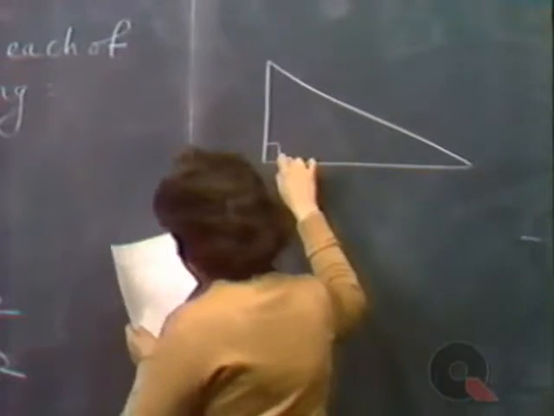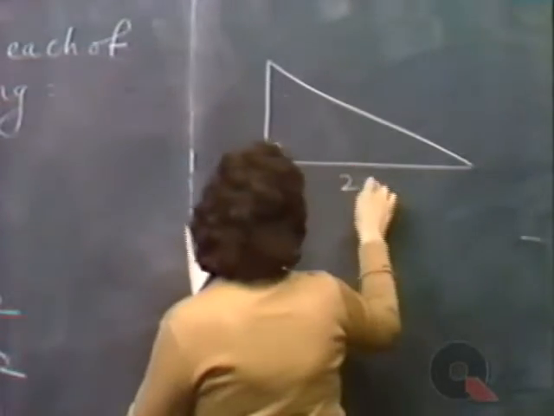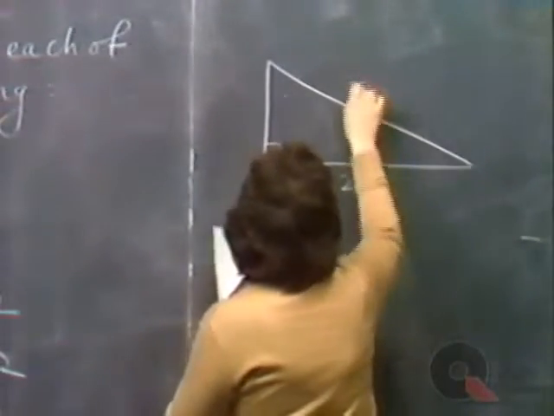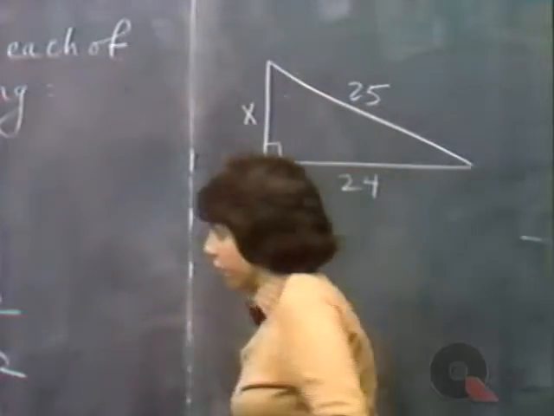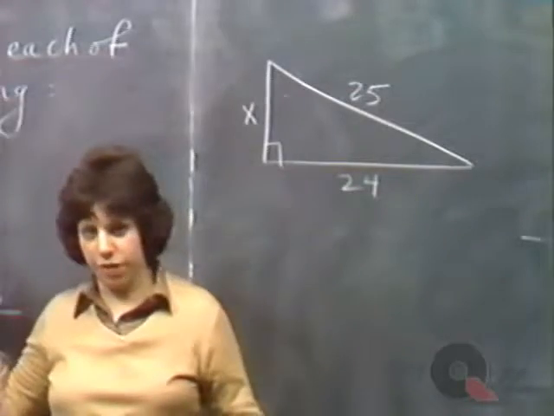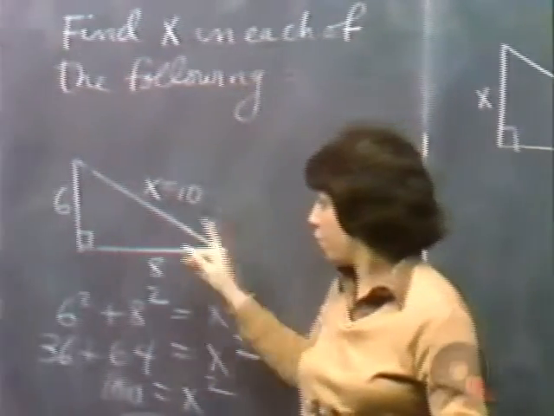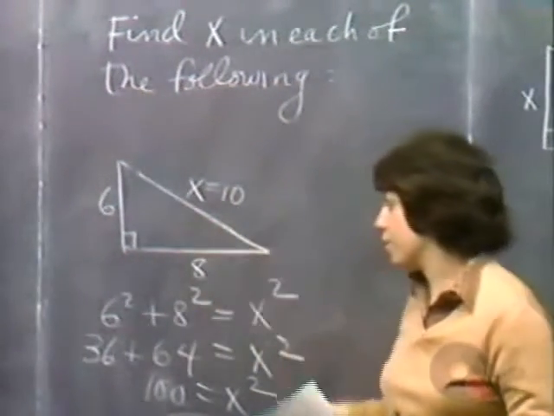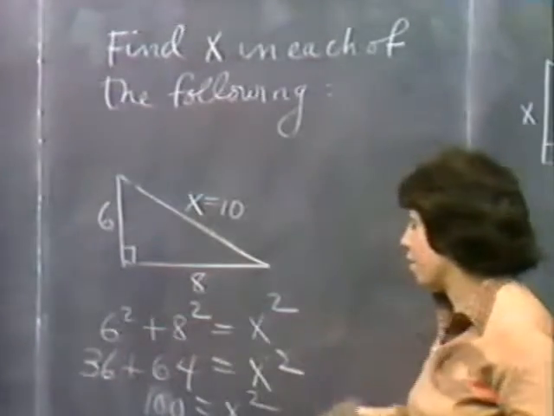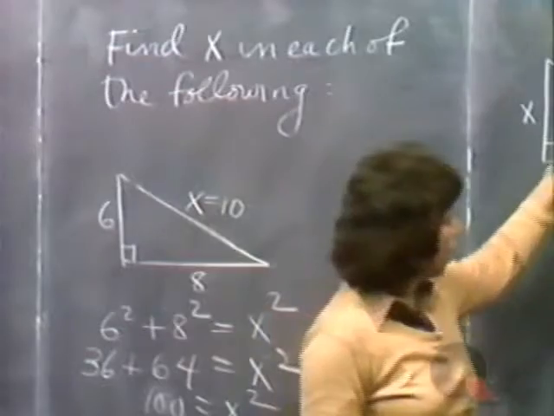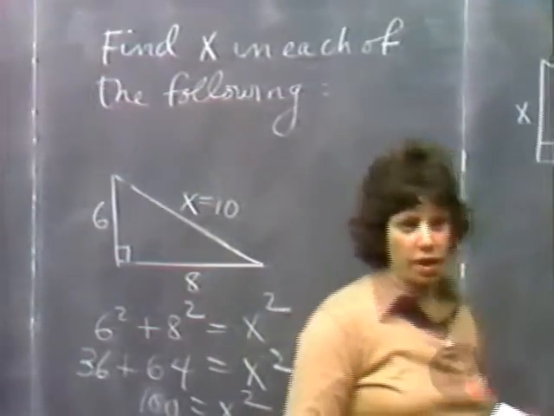Here's a right triangle. Let's say I give you the length of this leg, 24, and I give you the length of the hypotenuse, 25, and now I want you to find the length of the other leg. See, here we wanted to find the length of the hypotenuse. We knew the two legs. We wanted to find the hypotenuse. We said the sum of the squares of the two legs equals the square of the hypotenuse. Now, however, we know the hypotenuse and one of the legs, we want the other leg.